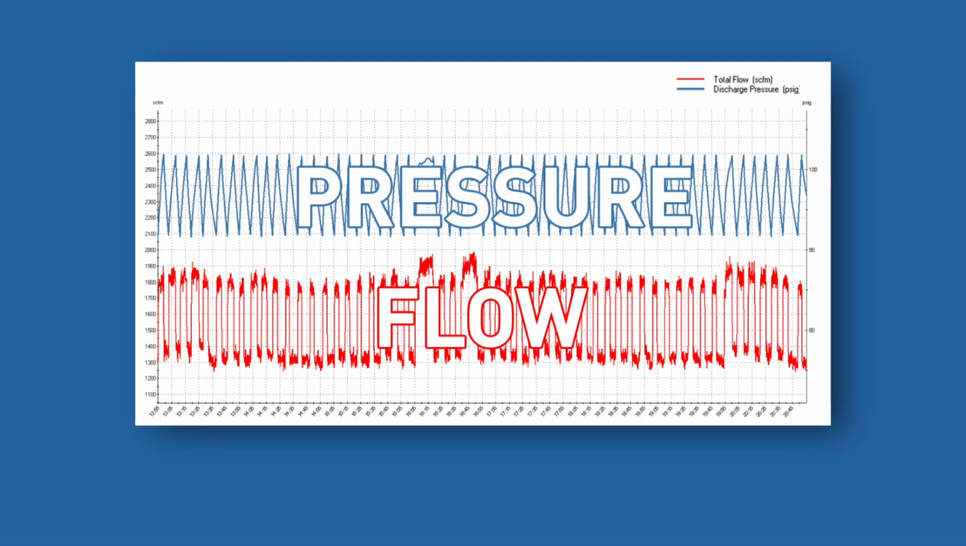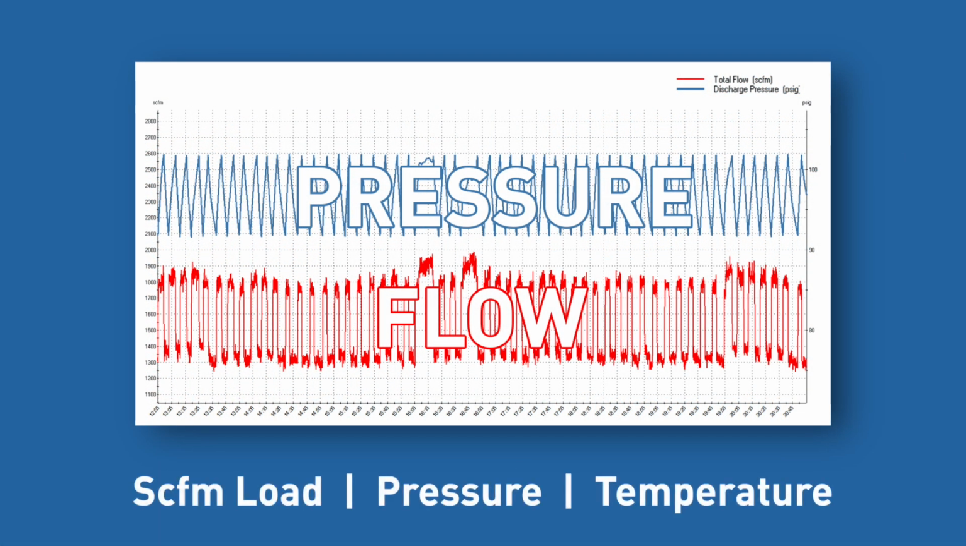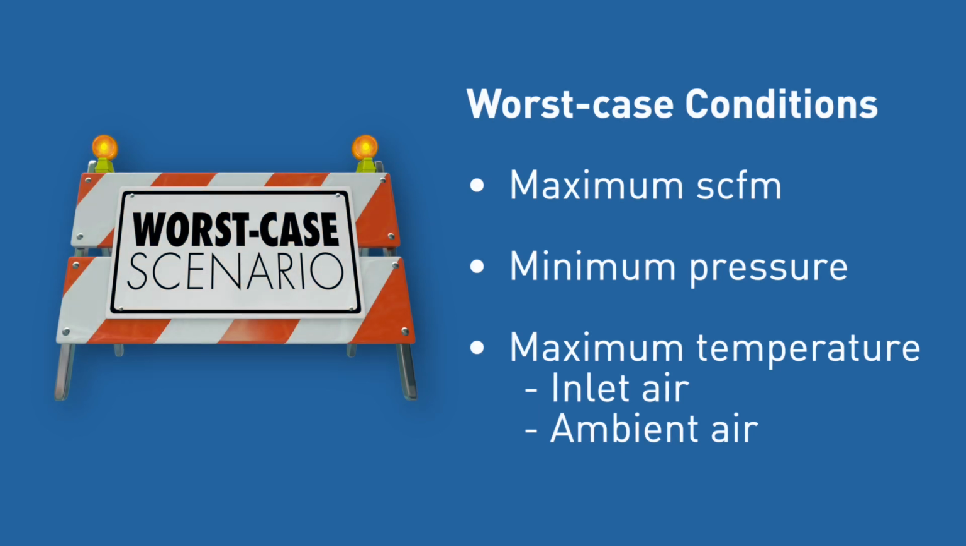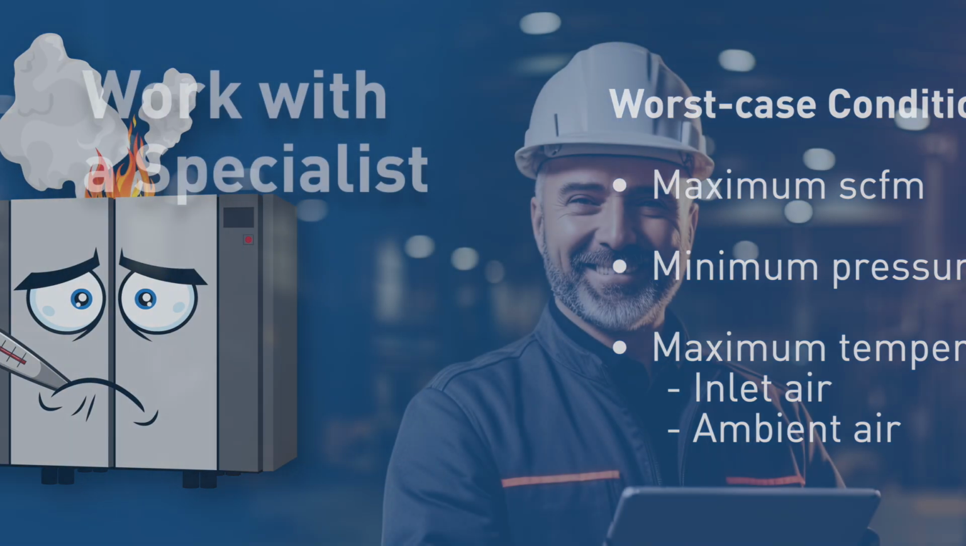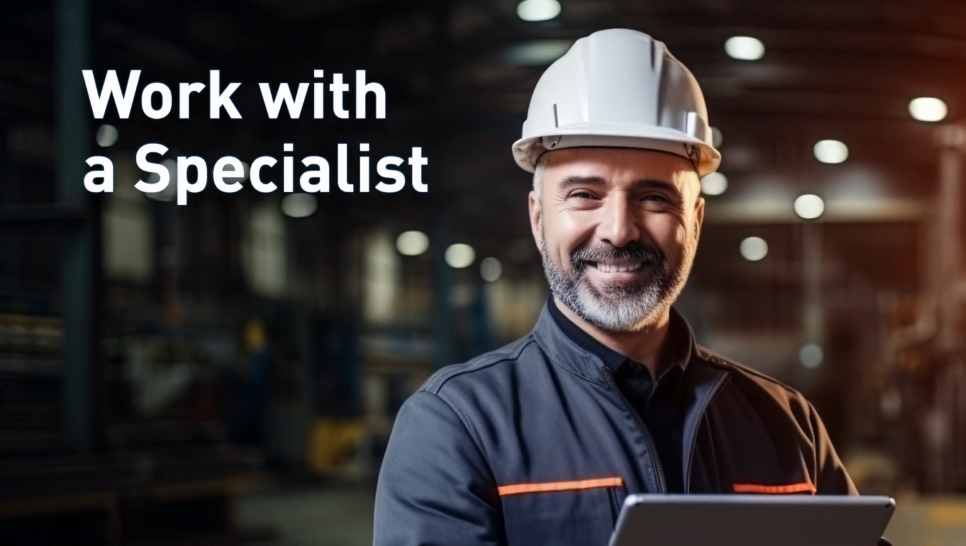In most compressed air systems, CFM load, pressure, and temperature are dynamic variables. To ensure that the dryer will deliver dry air 100% of the time, it is critical to size the dryer for the worst-case combination of these variables. The worst-case conditions put the greatest heat load upon the dryer, and the refrigeration system must be able to handle this maximum heat load. These worst-case conditions include maximum SCFM, minimum pressure, and maximum temperature of the inlet and ambient air. Where does this worst-case data come from?